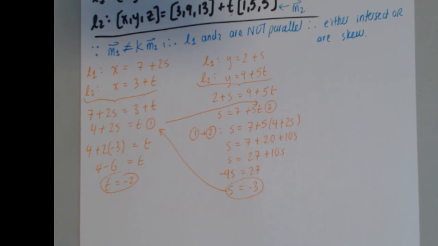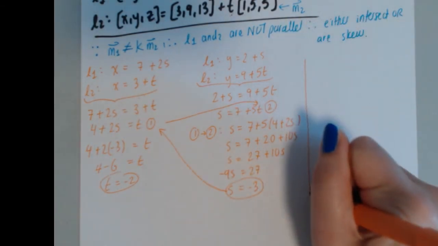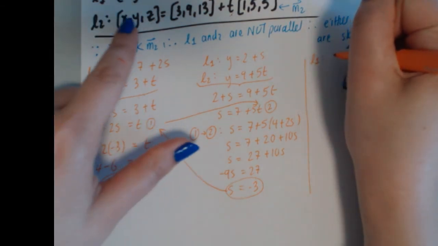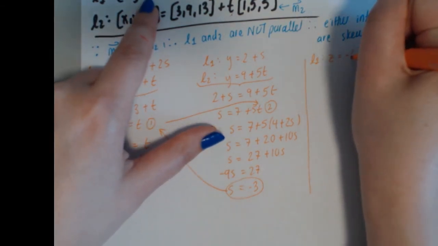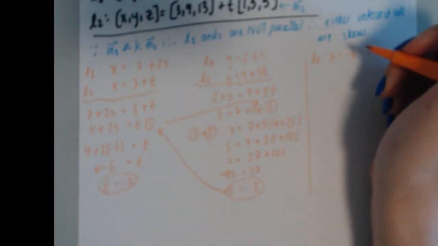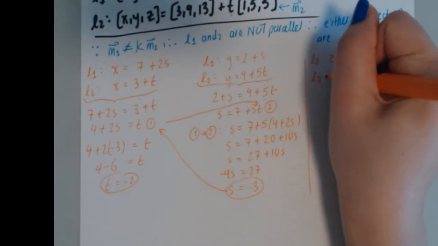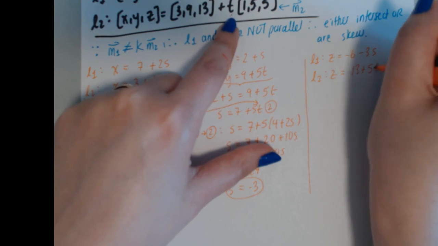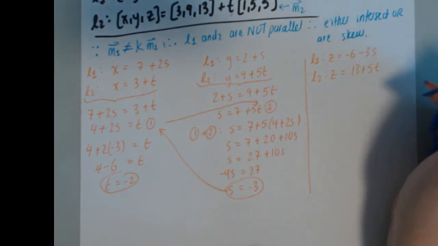Now, if you used Y and Z or X and Z instead, you would obtain different values for S and T. Just keep that in mind. And that's fine, as long as these S and T values also satisfy the Z dimension. So here we go. All right. So for L1, what do we have here? We have Z is equal to -6 minus 3S. And L2, we've got Z is equal to 13 plus 5T. So let's just check.